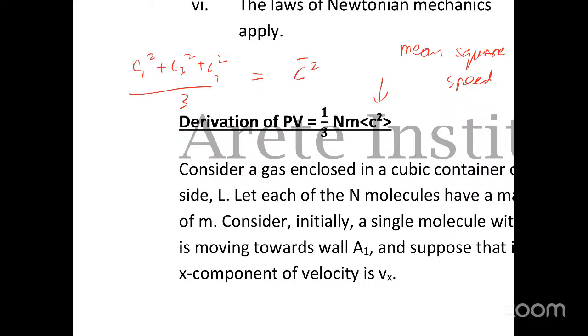Sometimes I write it like this, sometimes I write it like that. They both mean mean square. So you're squaring the speeds and then finding the mean. If you have 3 speeds, you square all the speeds and then you find the mean of it. That's what we're going to try and prove. So we need to be able to prove this.